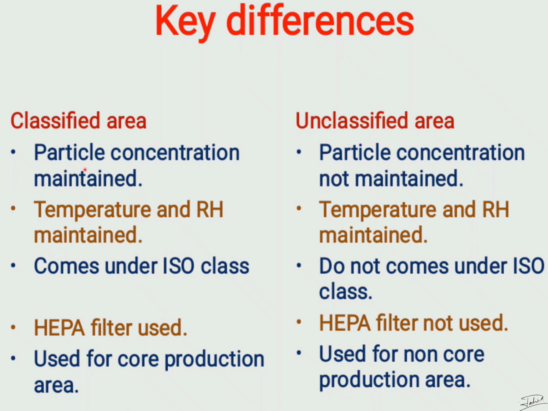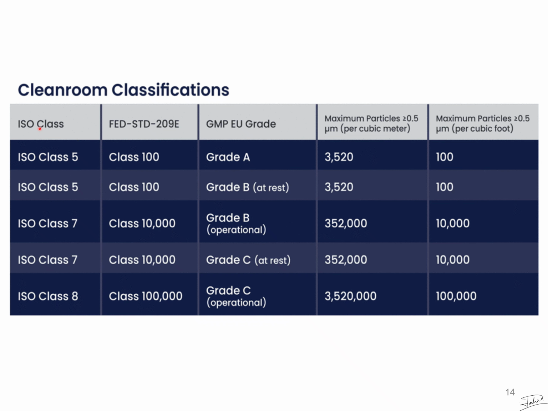In classified areas, particle concentration is maintained; here it is not maintained. Temperature and humidity are maintained; here there is no maintenance. It comes under an ISO class, that is International Organization for Standardization class, but this doesn't come under that class. HEPA is used, and it is used for the core production area, but HEPA filter is not used for this production area. We can see here our clean room can be classified in 3 ways.